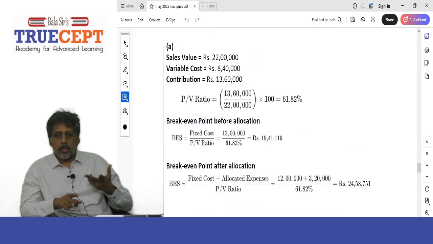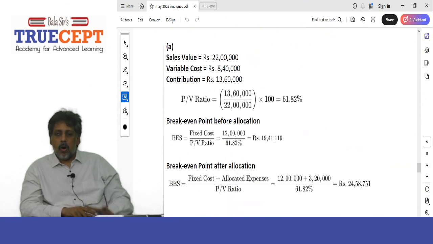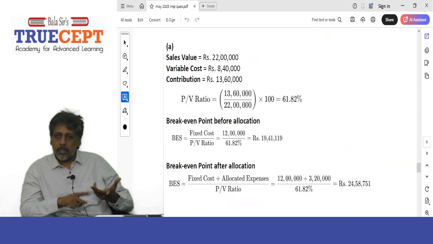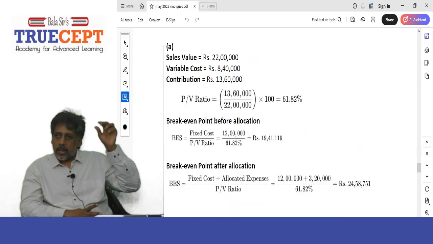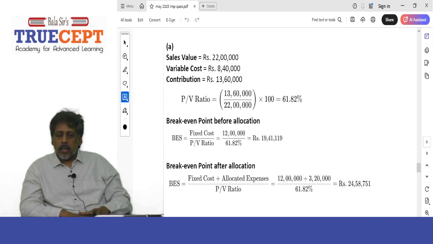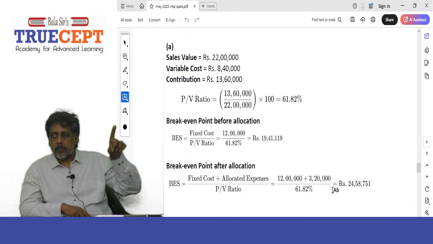You saw you had to sell something more than 12 lakh rupees, right? Because PV ratio is only 61.82. So you have to sell rupees 19 lakh 41,119. Then after allocation the fixed cost is going to be 15 lakh and 20,000, right? So 12 lakh plus 3 lakh and 20,000, divided by 61.82%, how much? 24 lakh 58,751. The difference, if you take, is almost 5 lakh, right? That is the increase. Now that is the sales to be made to break even in case a head office expense is allocated.